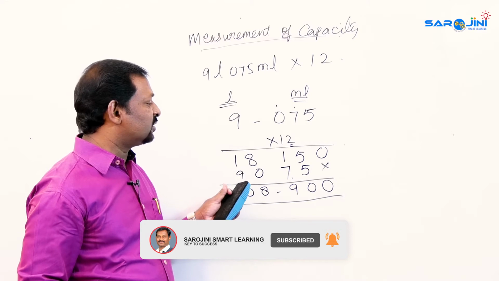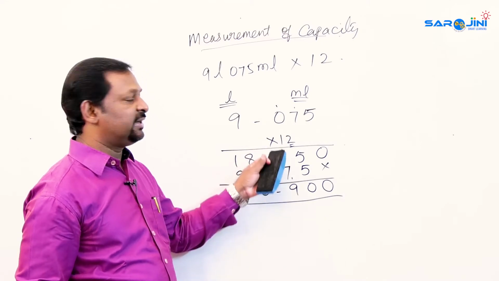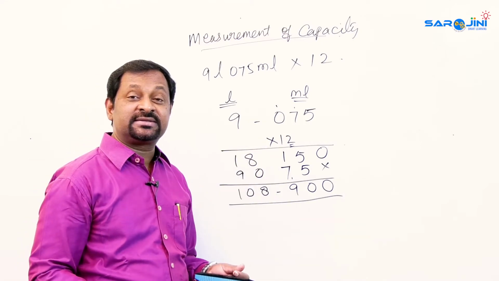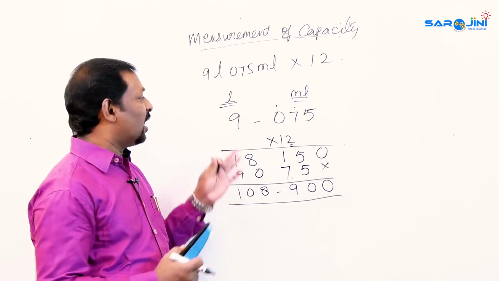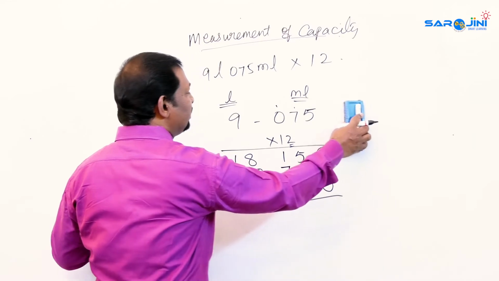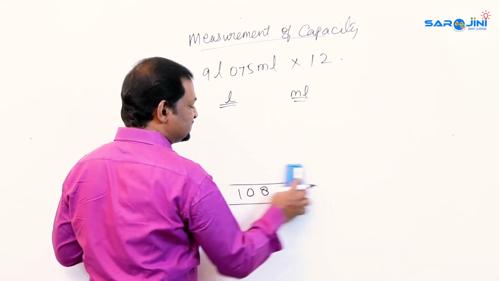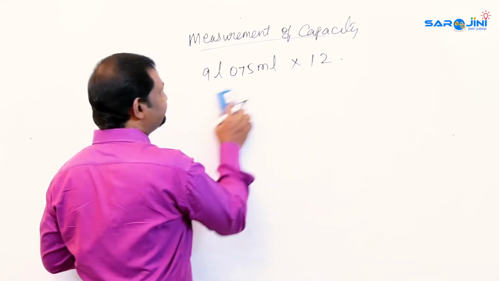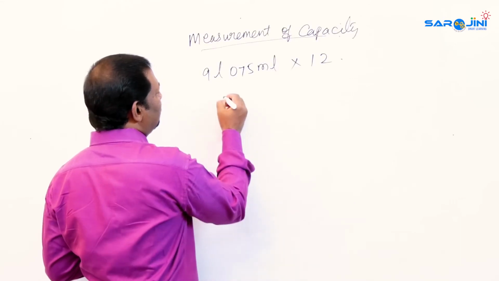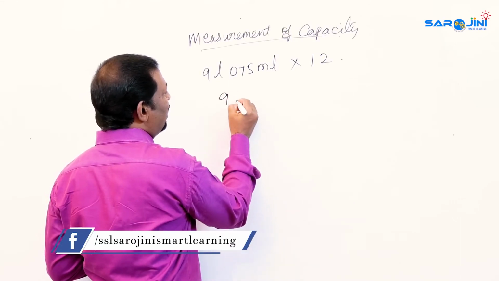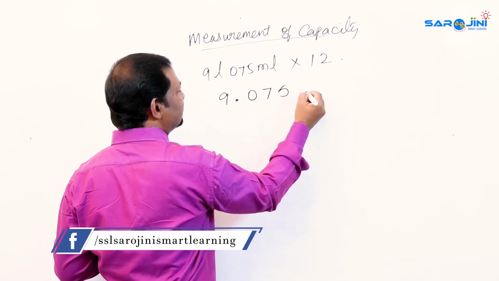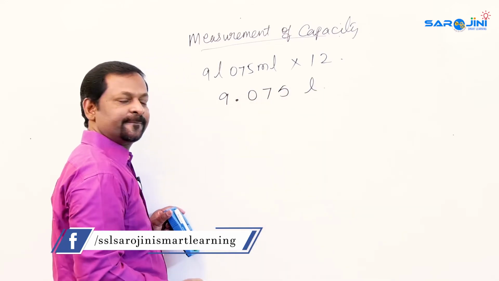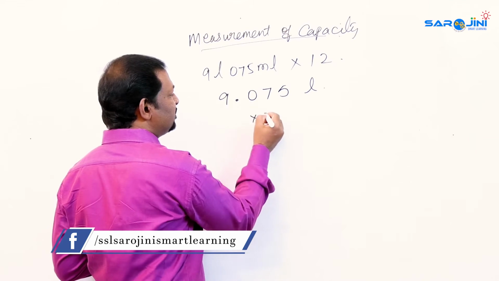If you want to check also, you can, as we did for addition and subtraction. For multiplication and division also we can check. Or I will show you the other method of doing it. Whether this is right or wrong we can check now. 9.075 liters also we can write, isn't it? Is multiplied by 12.